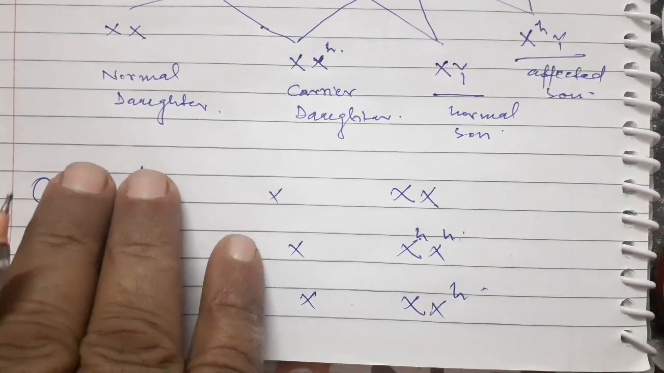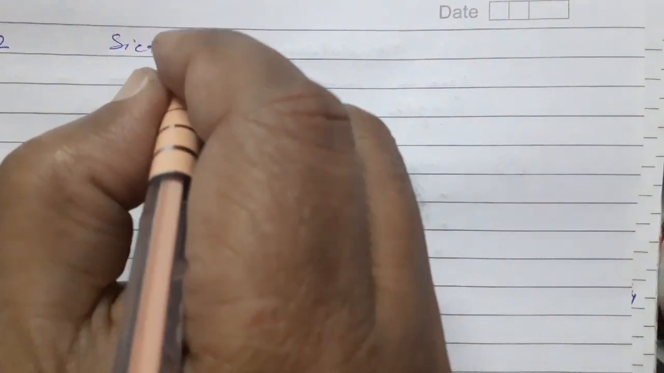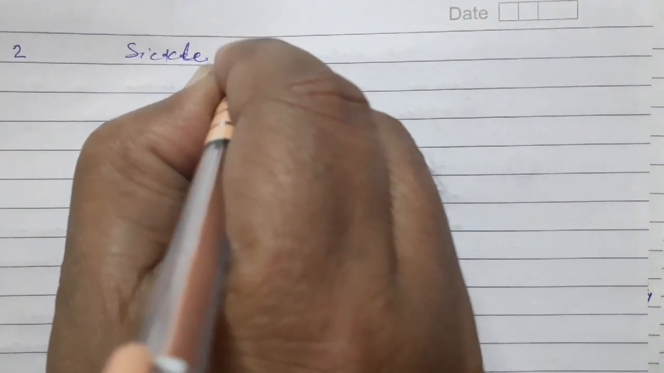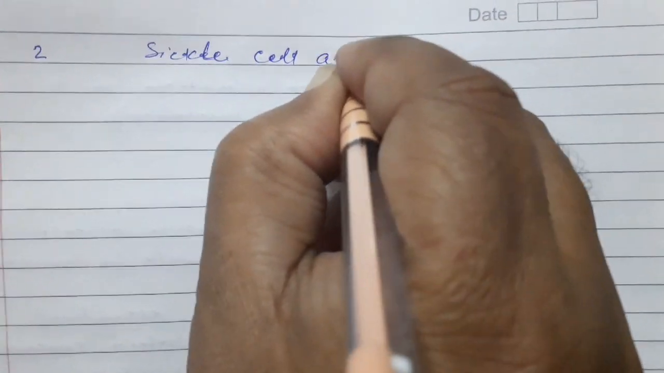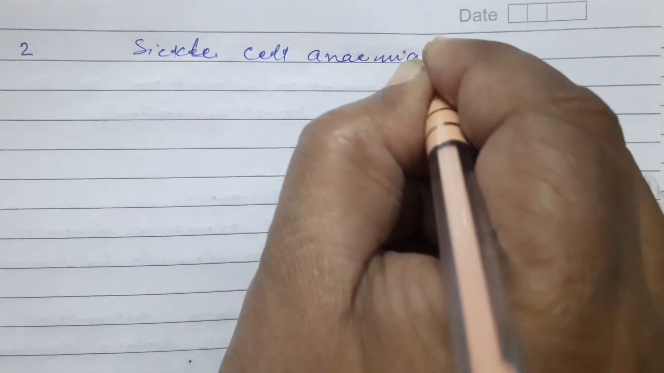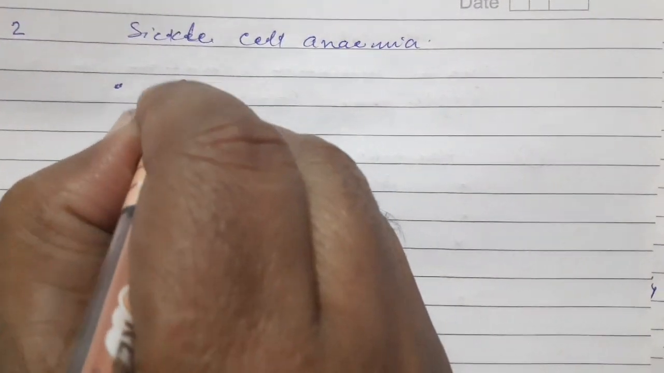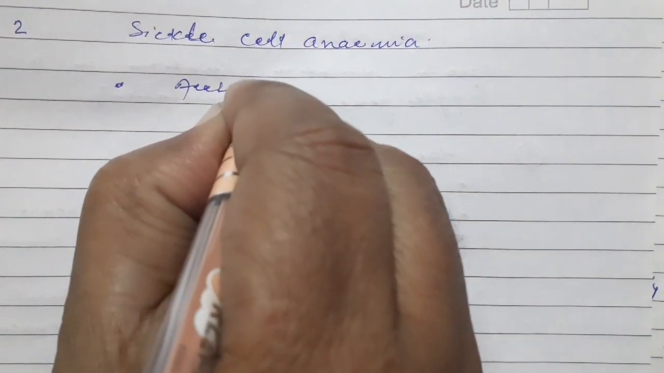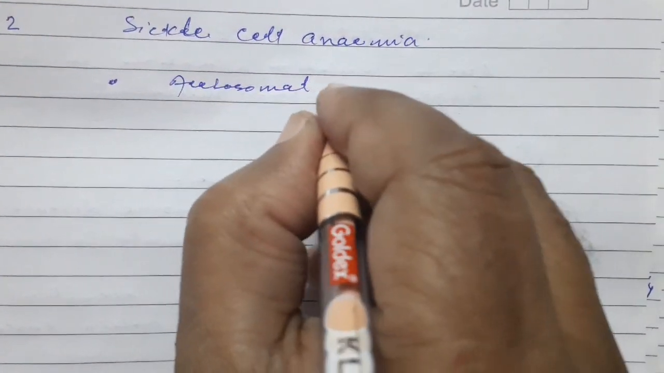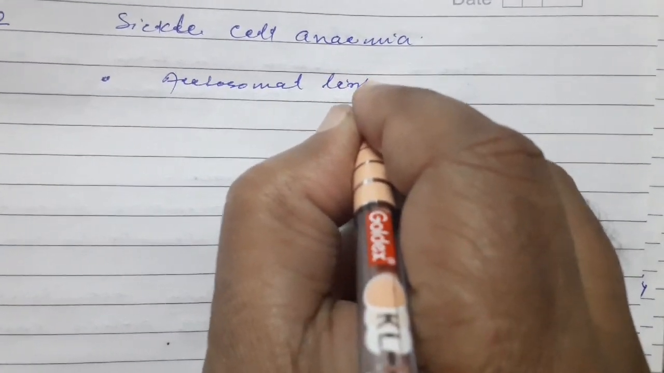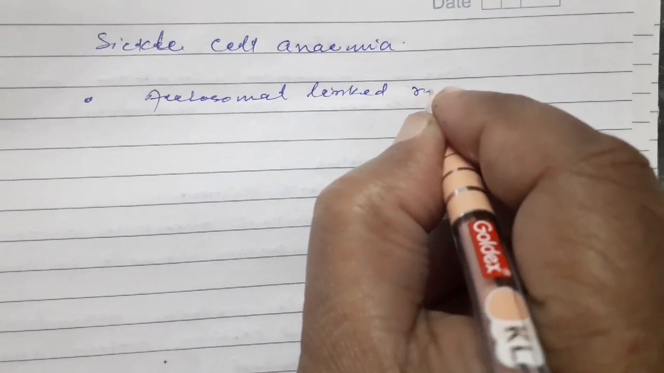Now the next Mendelian disease is sickle-cell anemia. It is an autosomal linked recessive disease.